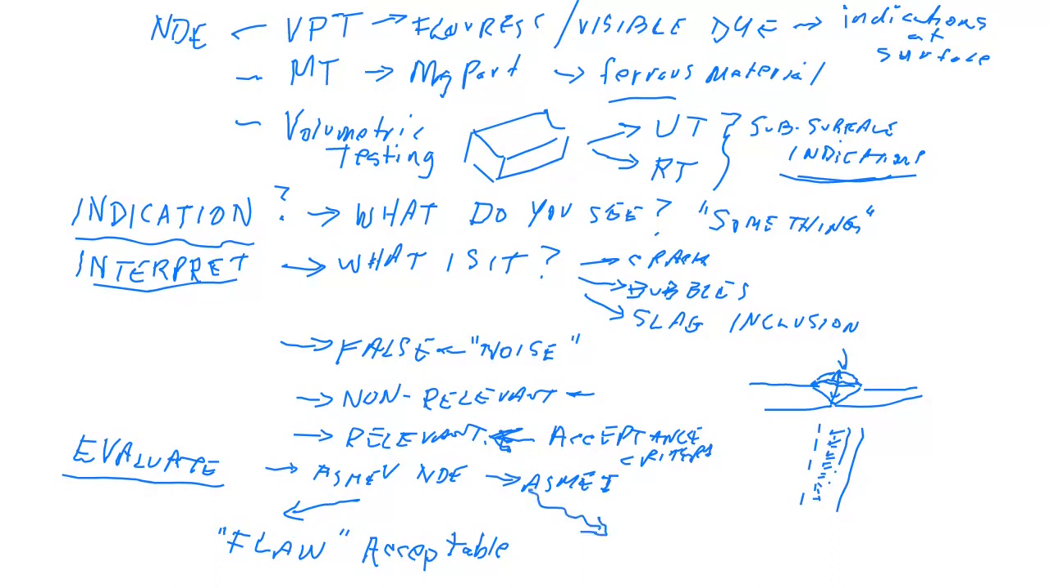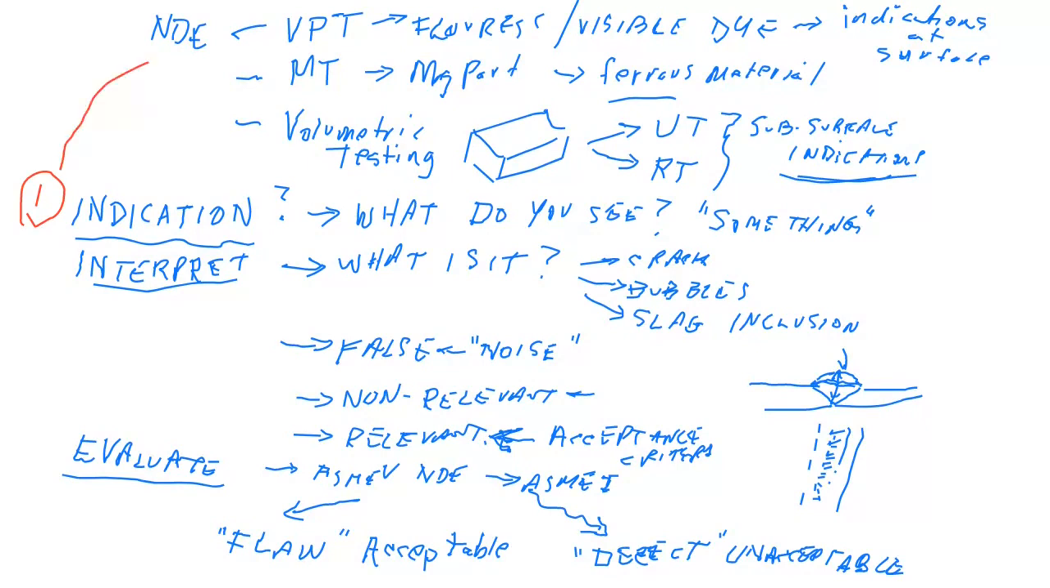Or if it's a real baddie, then what we have is called a defect. A defect then is a relevant, unacceptable indication. But we had to go a little ways before we got there. Okay, before we could identify something as being a defect, we had to first of all identify it as an indication. Okay, we had to see it first.